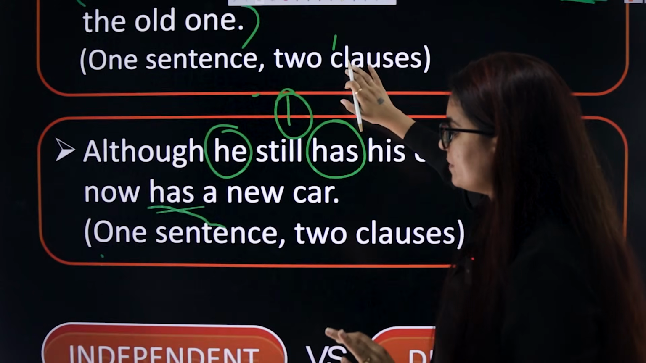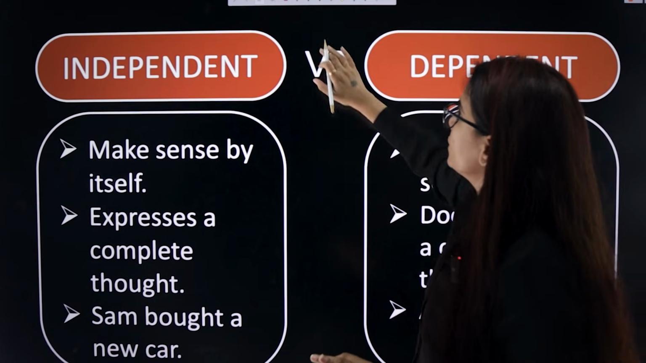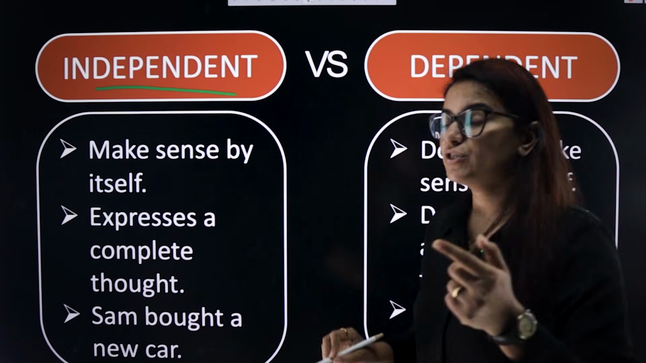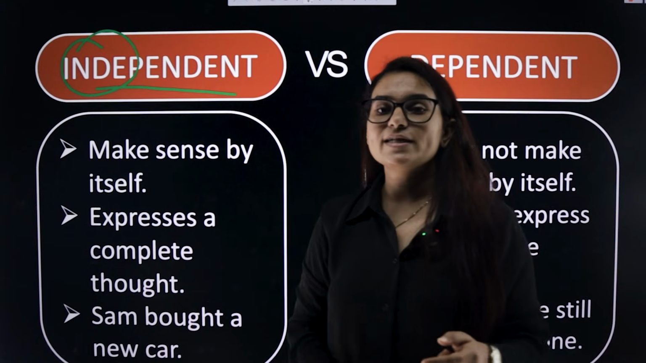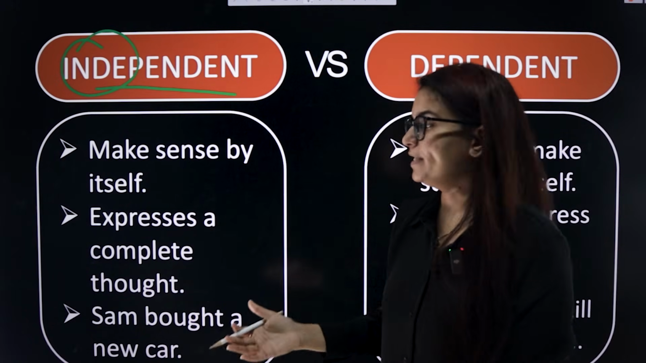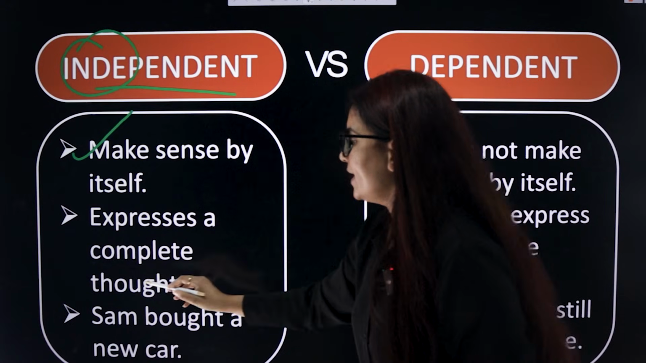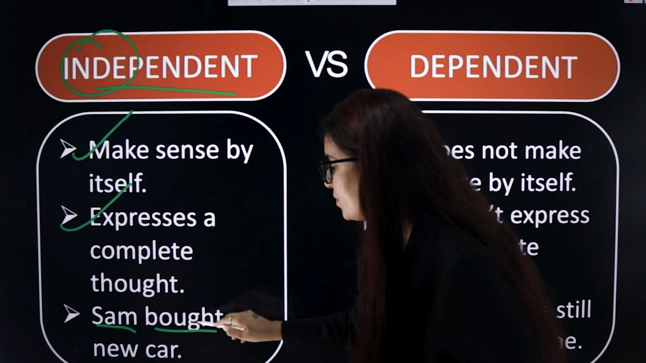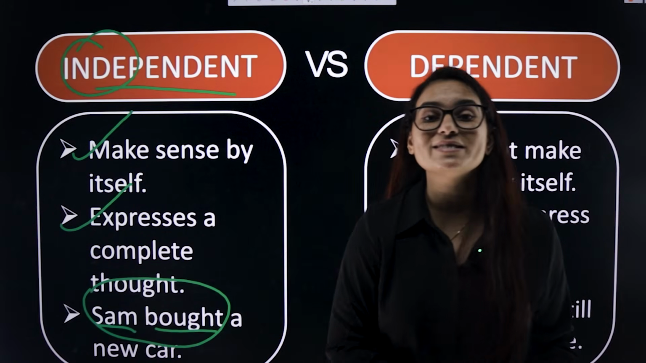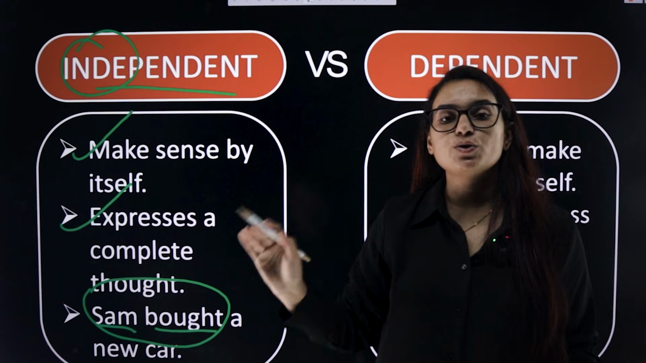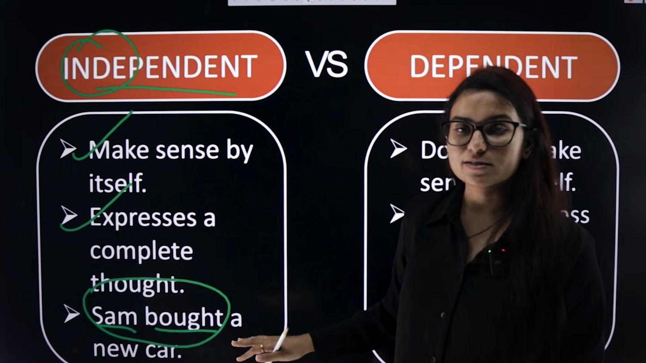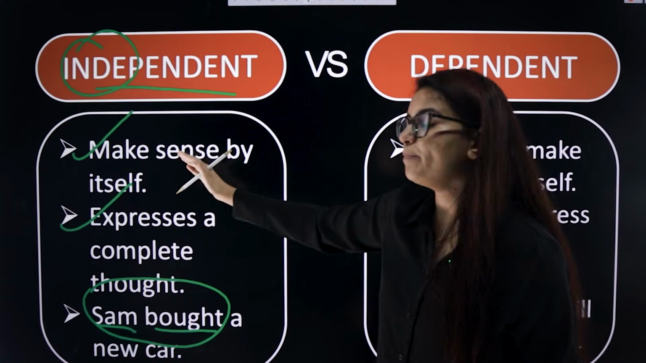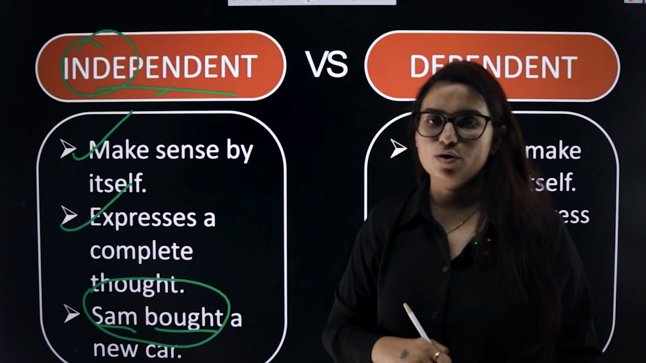Moving on to the next concept. We have two kinds of clauses, which you can see properly on your screen. We have independent clause. As the name suggests, it's independent. You don't have to depend on anybody. It makes sense by itself, expresses a complete thought. Sam bought a new car. Subject, verb. Sam bought a new car makes total sense. There is nothing missing in this sentence. Any clause which expresses a complete thought, it does not depend on anybody, is called an independent clause.